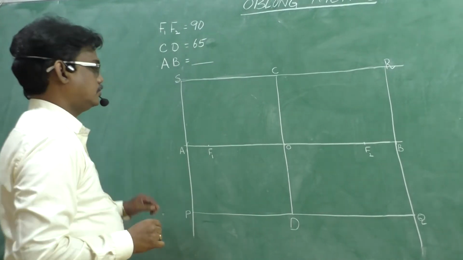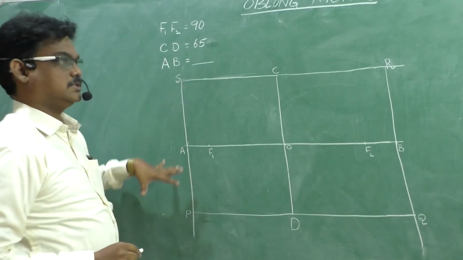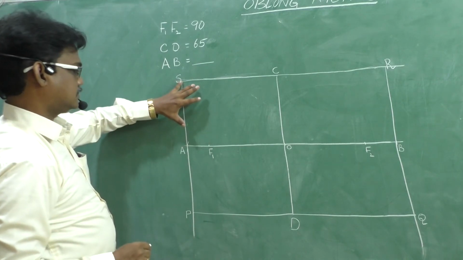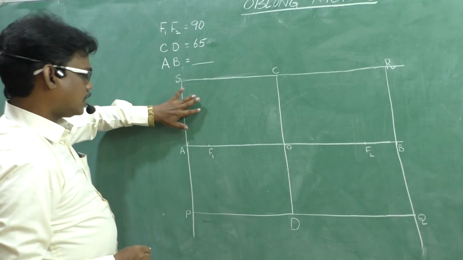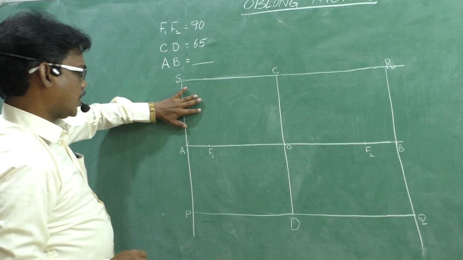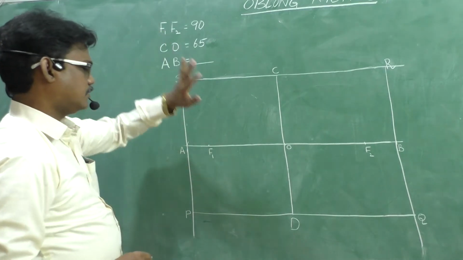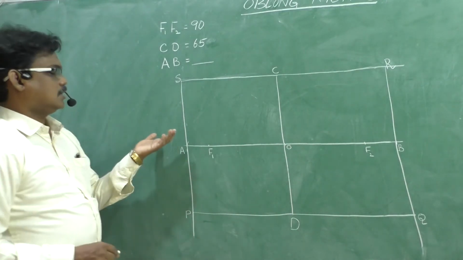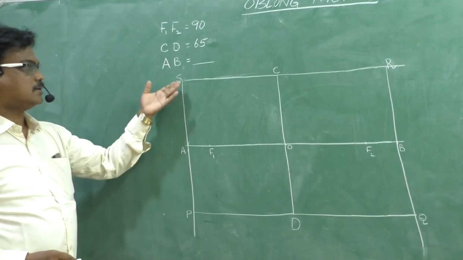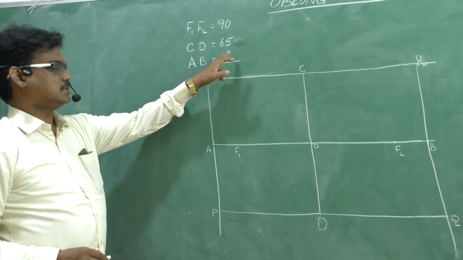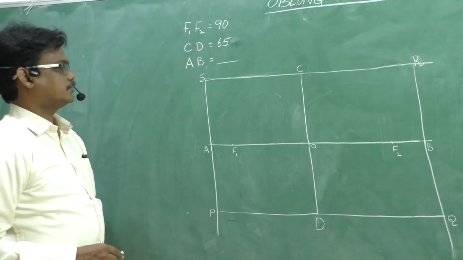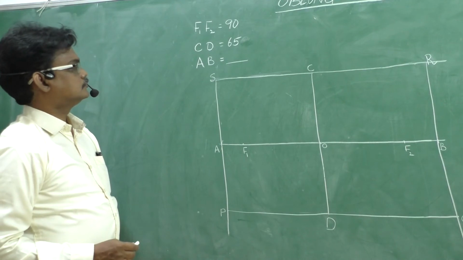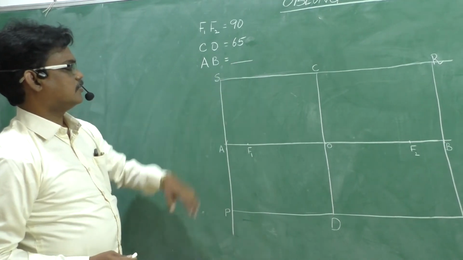Now consider 5 equal divisions. Whatever number of equal divisions we consider on A to S, we need to consider the same number of equal divisions on O to A. Here it is convenient if we consider 5, because CD is equal to 65, and if we consider these 5 divisions, each will be 6.5.